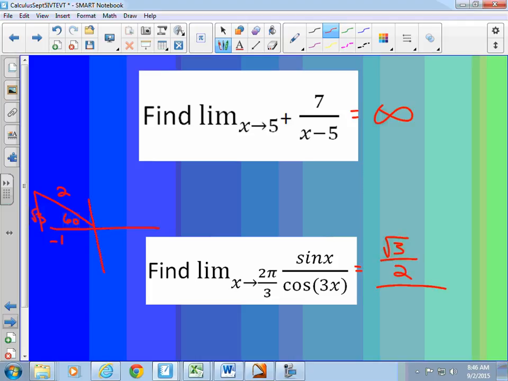Cosine is actually of 2 pi. How did I get 2 pi? 3 pi over 3 is pi over 3 times 3... So cosine of 2 pi, which is right here, is 1. So the answer is radical 3 over 2. Now it's just plug it in for the limit. You know your unit circle. That was the easy question.